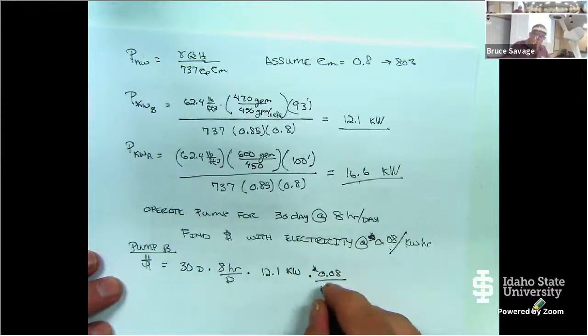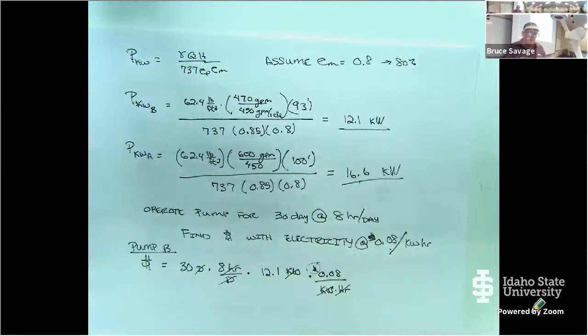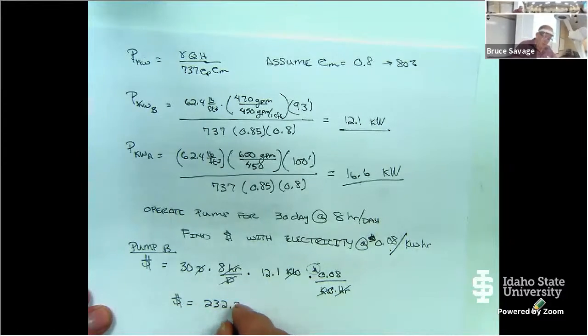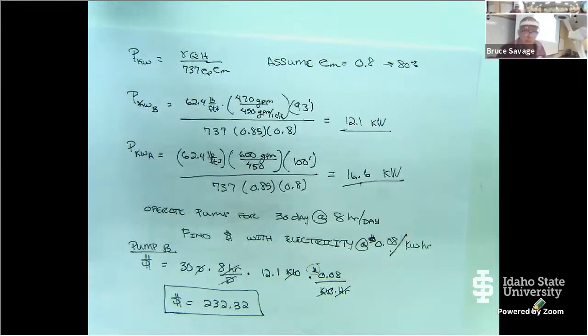So over here, I'm going to put the kilowatt hours on the bottom side. And so now my total cost, let's see, hours cancel out, days cancel out, kilowatts cancel out. What I'm left with is dollars right there. So I can go ahead and calculate that. This is going to give me a dollar amount of $232.32. That will be my operating cost for that pump in this current system.